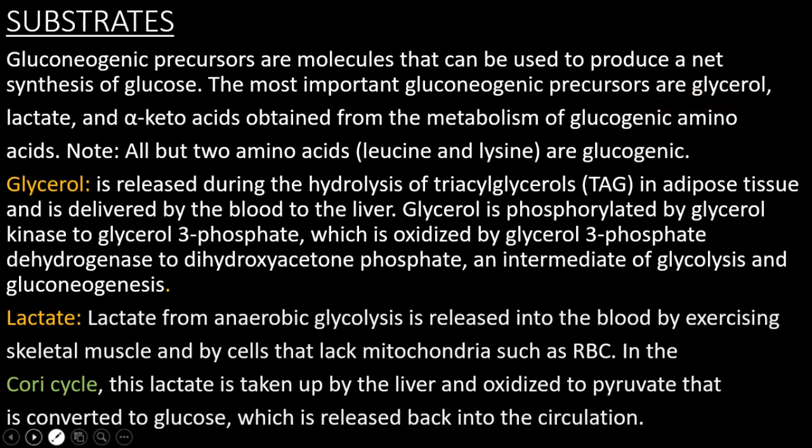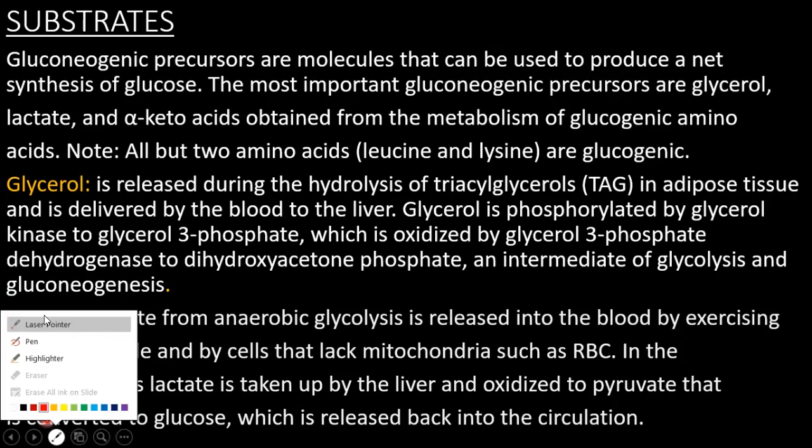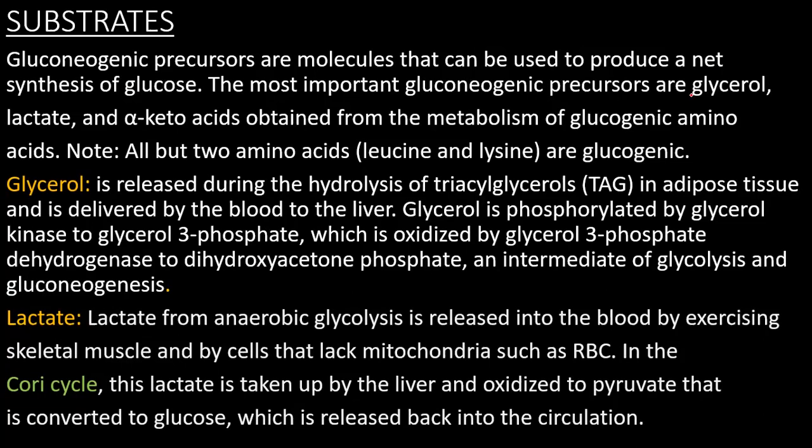Let me take a pen. I usually write with a pen. We have glycerol, we have lactate, also alpha keto acids, and alpha keto acids are usually obtained from the metabolism of gluconeogenic amino acids. Remember the 20 amino acids?